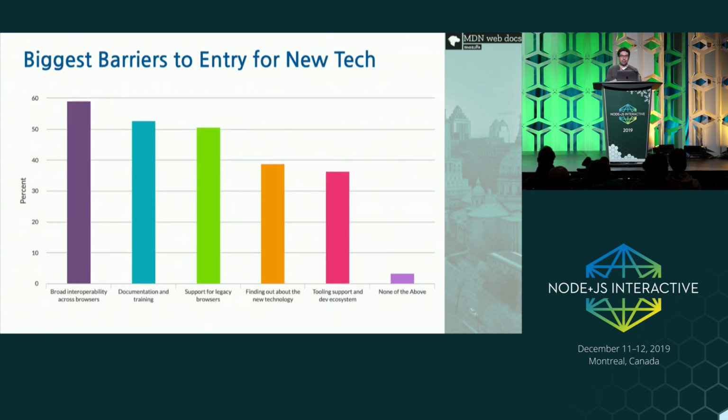And as you know, the pace of change on the web is incredible. So we asked people what their biggest barrier for entry was when it came to new technologies, or when new tech becomes available. And the results very much match the frustrations we talked about earlier. Interoperability and documentation are the leading issues when it comes to why people might not jump on some new tech. This is something to keep in mind.